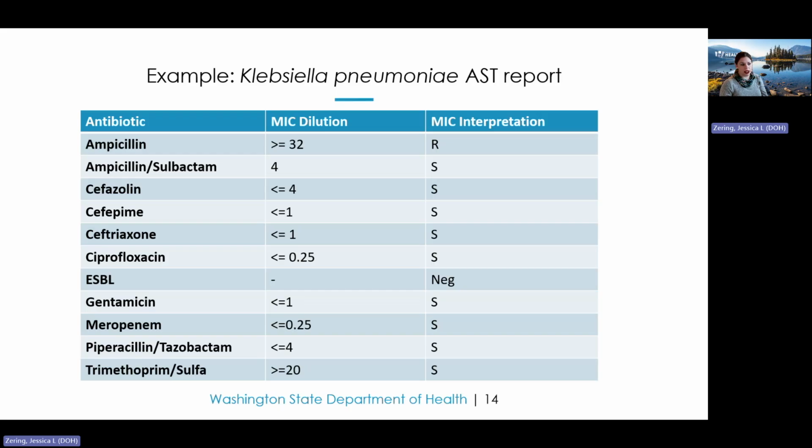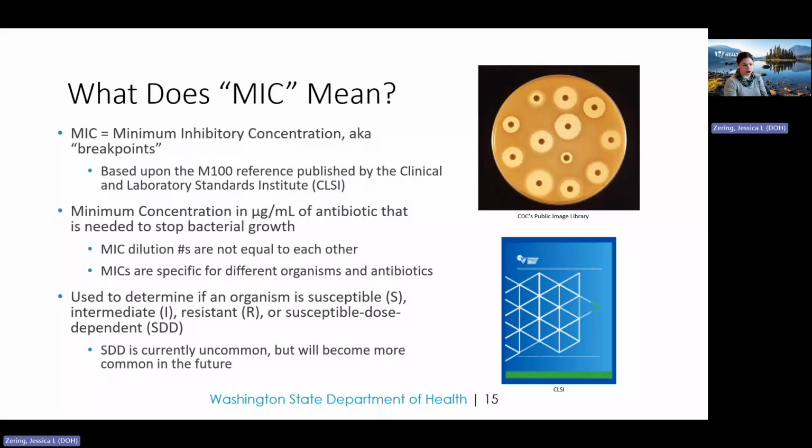And I, intermediate. And then there's another category called susceptible dose dependent, which I'm just going to briefly mention. However, you're not likely to see this too much yet. This is one that is currently uncommon. It may become more common in the future as we get more data.